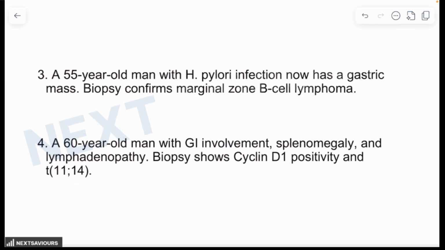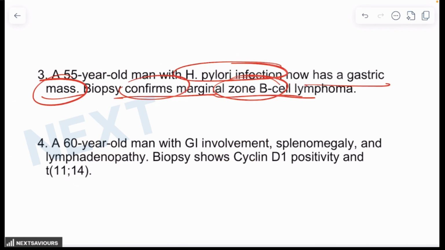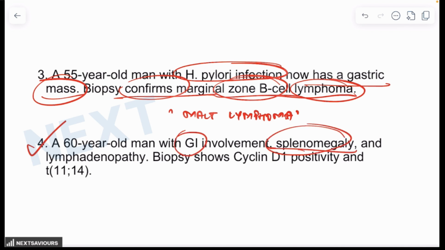Let's take another example. A 55-year-old man with H. pylori infection now has a gastric mass. Biopsy confirms the marginal B cell lymphoma. What else is required for you to answer this? That it is MALT lymphoma. So these are the hints that you have to catch immediately in the question once you are ready with the diagnostic features. Obviously, once you have this MALT lymphoma, then you have to treat with H. pylori eradication initially.